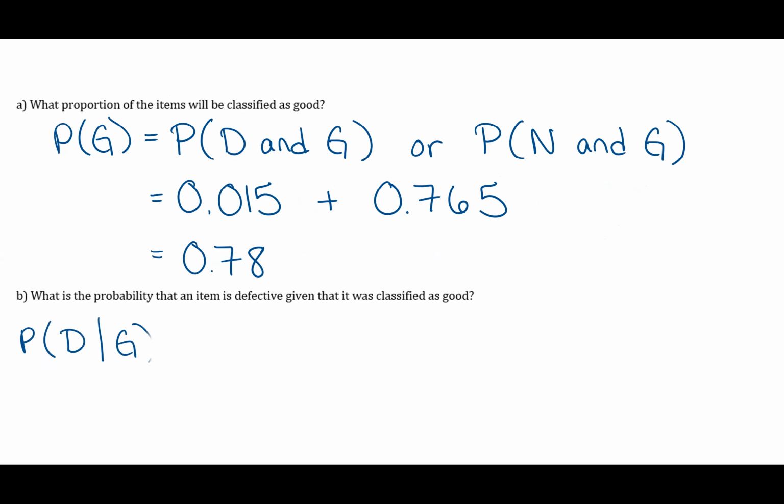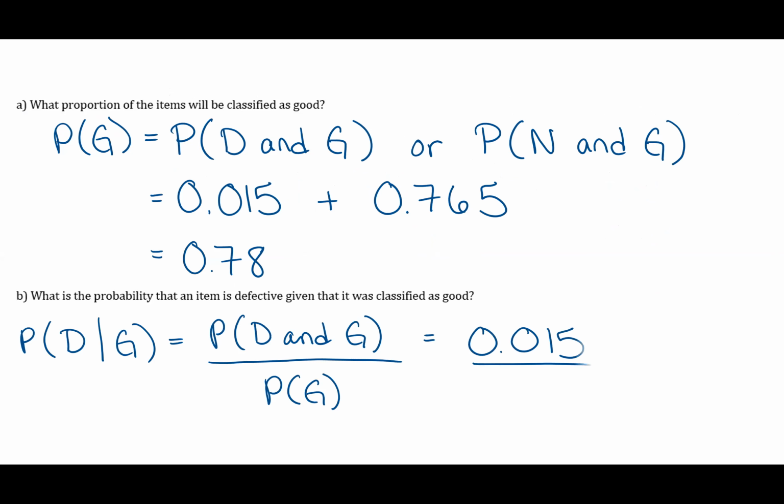Okay, so now what we're doing is the probability of D given G. The probability of D and G, I think, was 0.015. And then the probability that it was good was 0.78. So we just take the probability of D and G divided by the probability of G, and you should get 0.019.